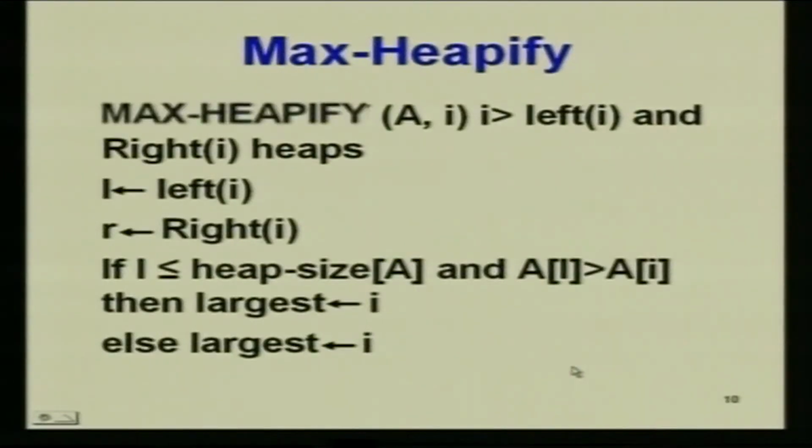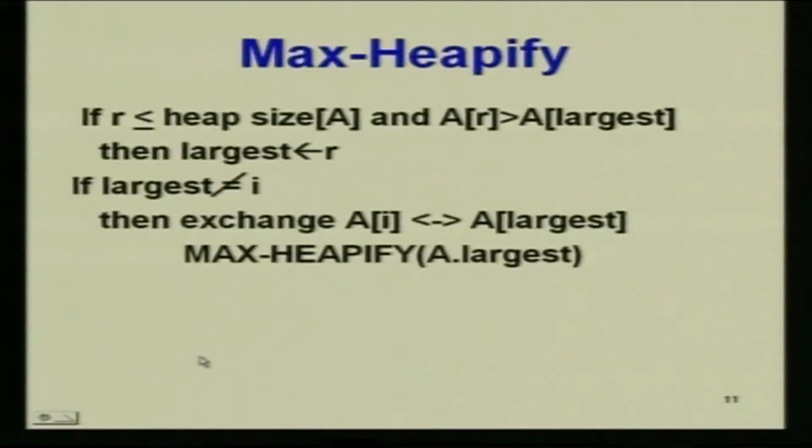This is called Max-heapify. A comma, i is greater than left i and right i; then l is equal to left i, r is equal to right i, and you keep doing this. This is actually how we created the heap in the last lecture. The same procedure is used to do the Max-heapify, and you do it in such a way that you have created the heap all over again, except that you do not consider the last element.